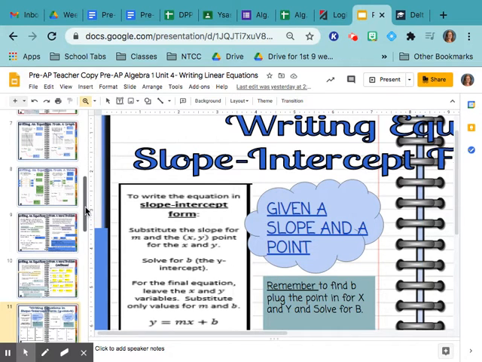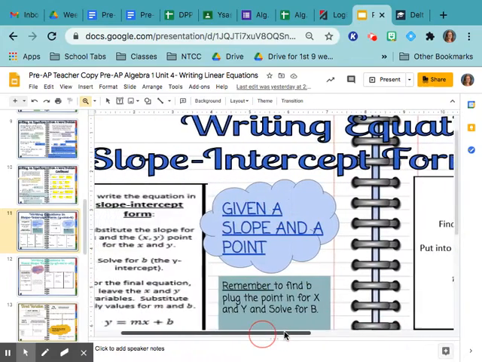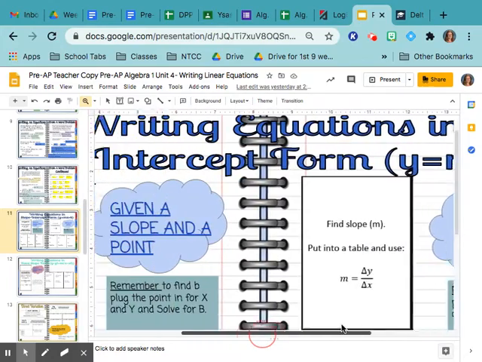We are on slide 11. We are going to talk about how to write equations from the slope-intercept form. And the slope-intercept form is that y equals mx plus b.